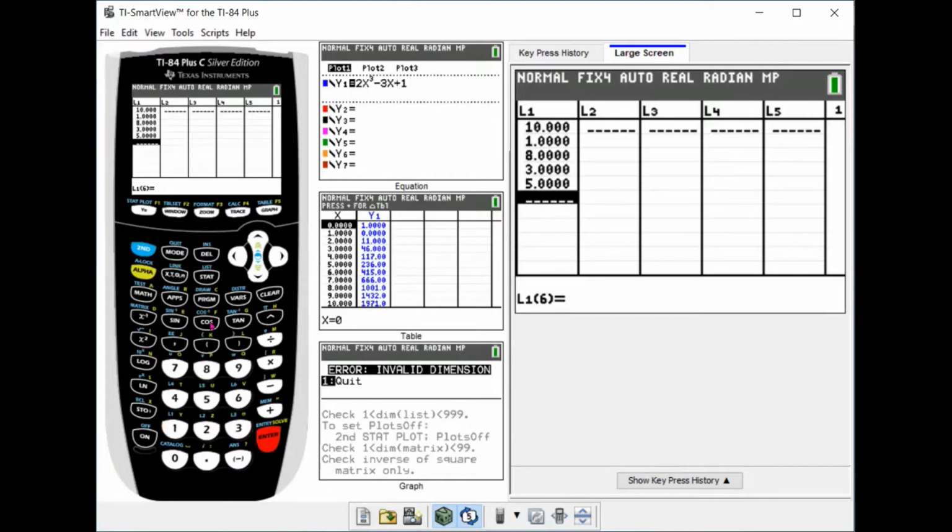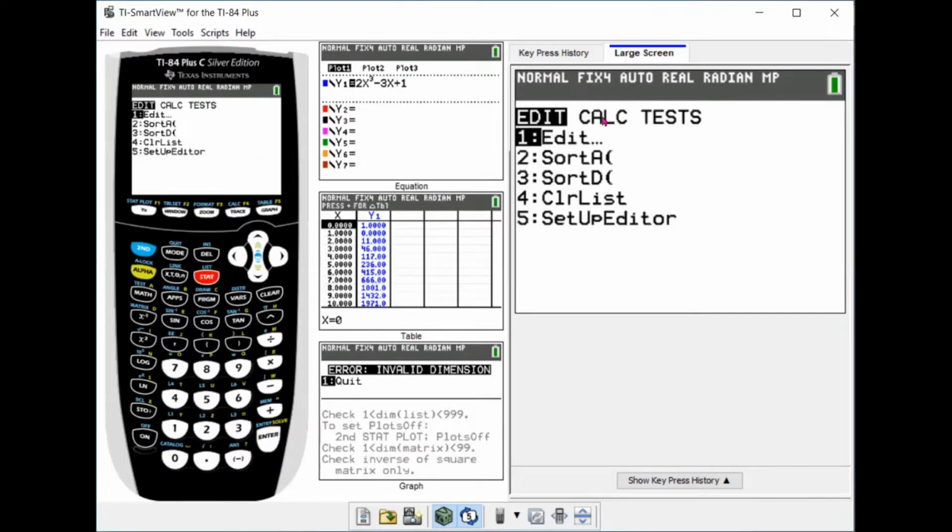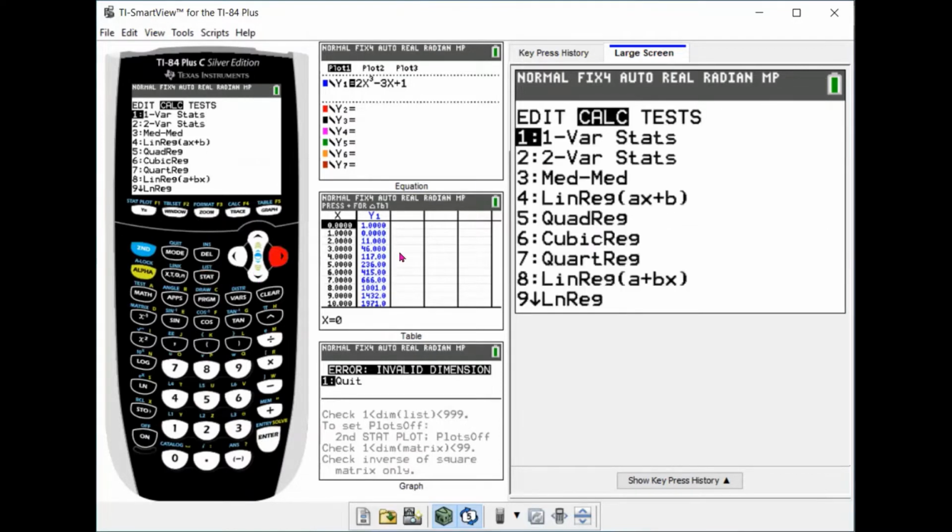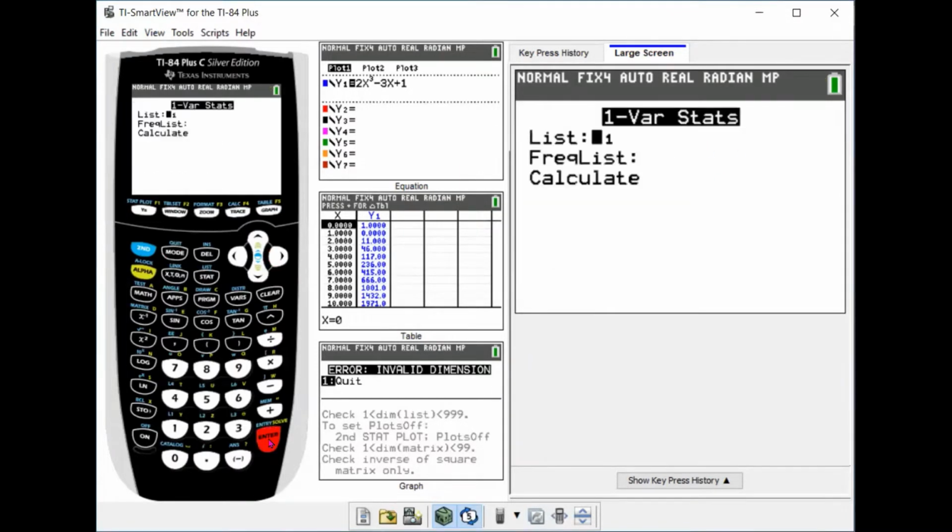So once you enter the data, we again go to stat, and this time we go to calculate, and we are looking for one variable stat. So that's number 1, which is already selected. So we press enter. Now our list or the data is under list 1. We don't have frequency. We'll leave that blank. Now we'll press calculate and we get the values.